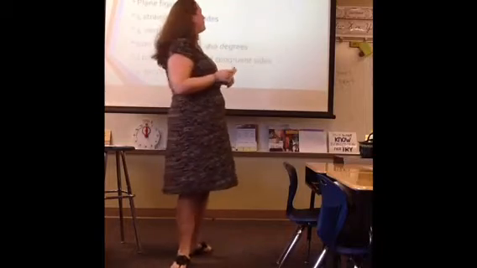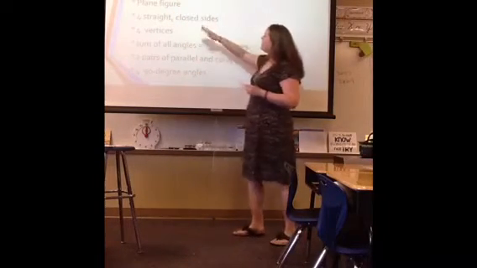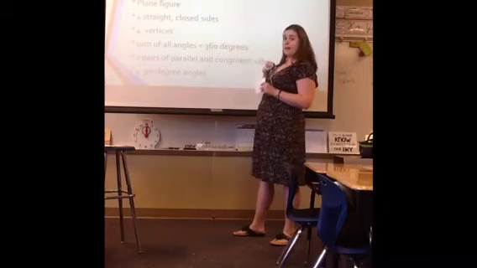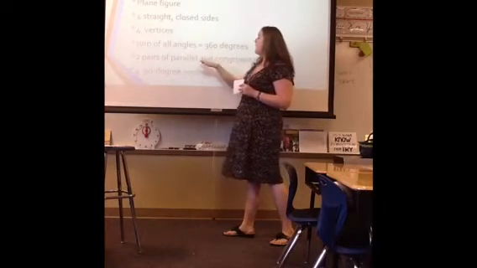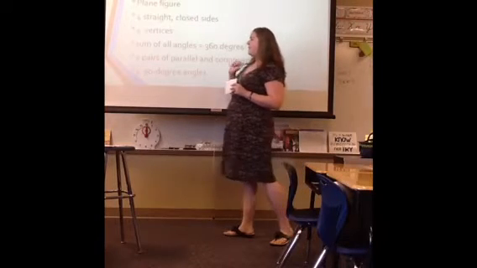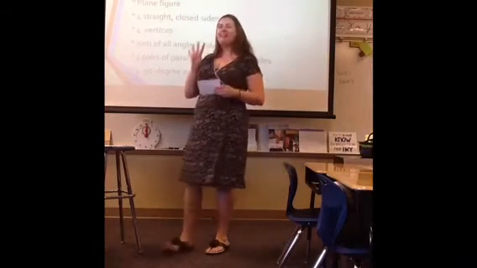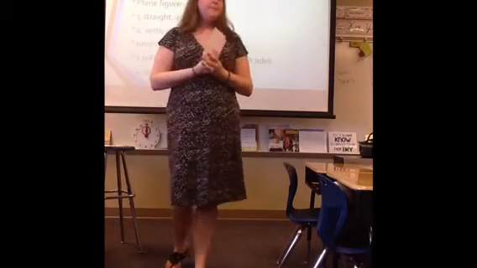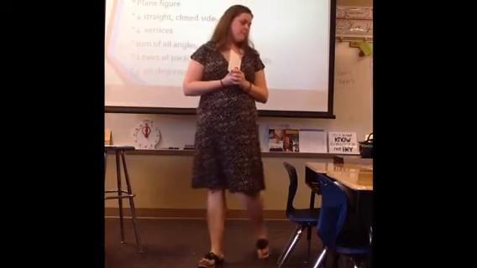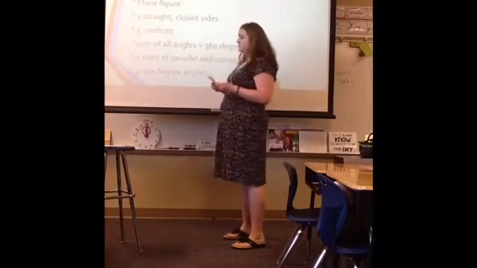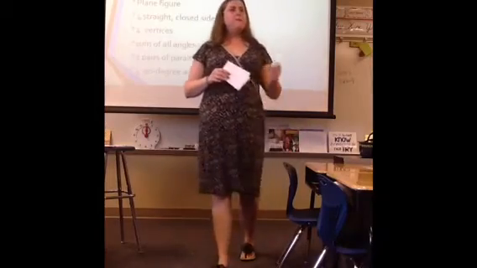Let's keep on going. This time, plane figure, 4 straight closed sides, 4 vertices. The sum of the angles is 360 degrees, 2 pairs of parallel and congruent sides, just like the parallelogram, but this time it has 4 90-degree angles. Okay, write down your choice. All right, let's review it. Heads together, bottoms up. Go.